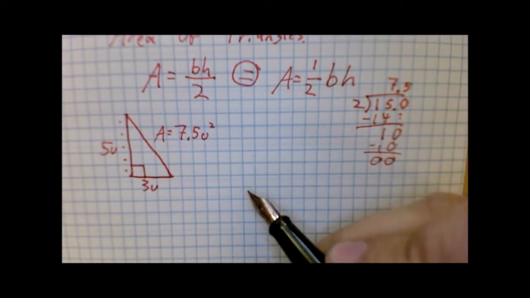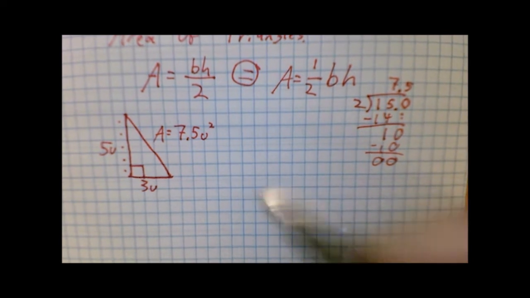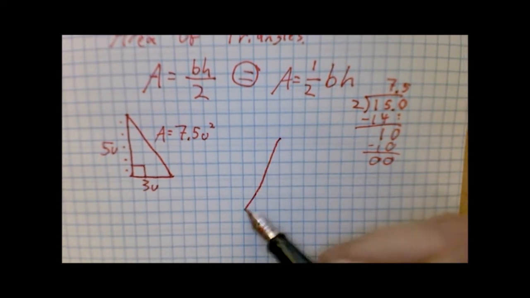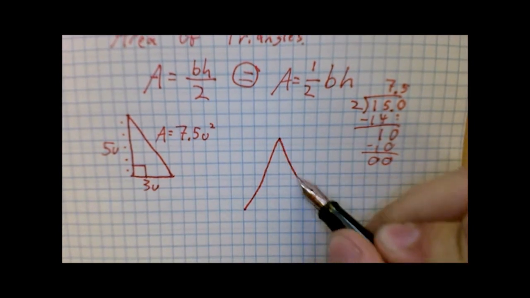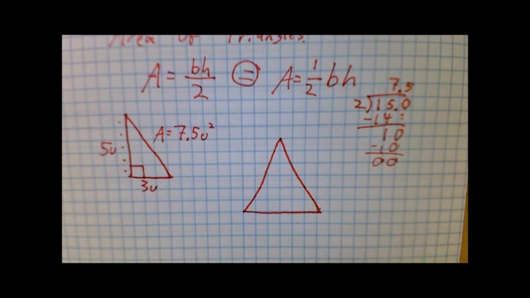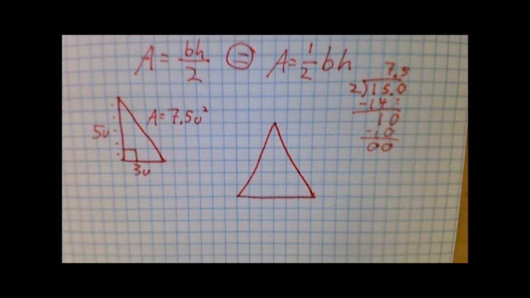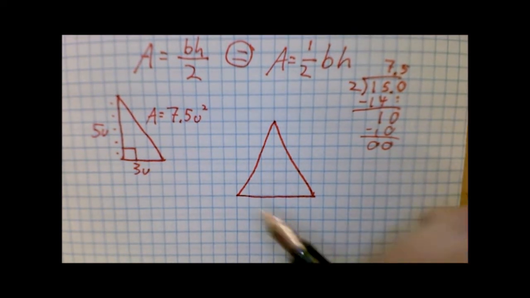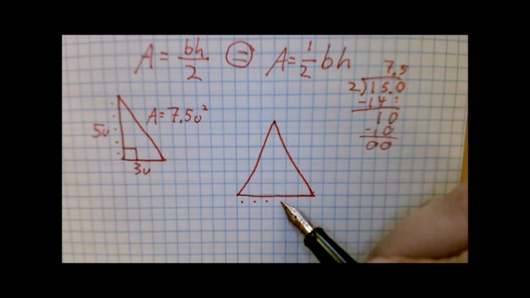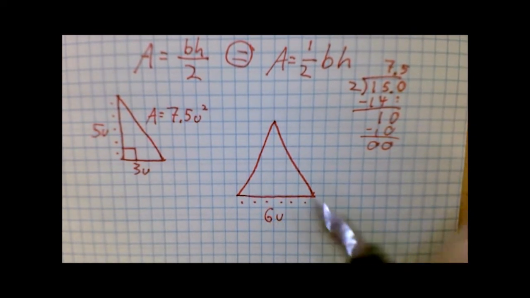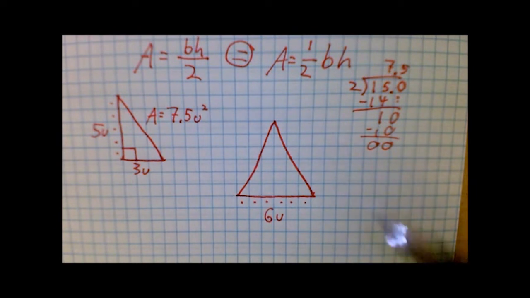If I have a, let's say, isosceles triangle, and I drew this out more or less like that. Not a great isosceles triangle, but I am not an arts teacher, so there we go. If we did this, we would count out the base, 1, 2, 3, 4, 5, 6 units, and then we have to find the height.